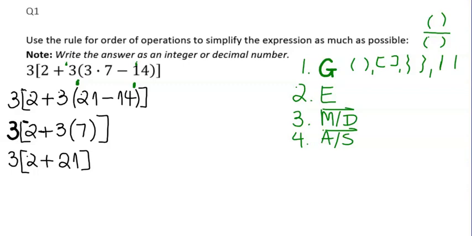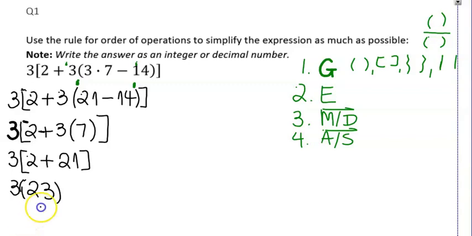Now I have only one operation. What is 2 plus 21? 23. I will not use brackets anymore because I'm done with this grouping. But I will put my 23 between parentheses. Why? Because the 3 is multiplying this 23. And then I keep a parenthesis. Then I multiply 3 times 23, 69.